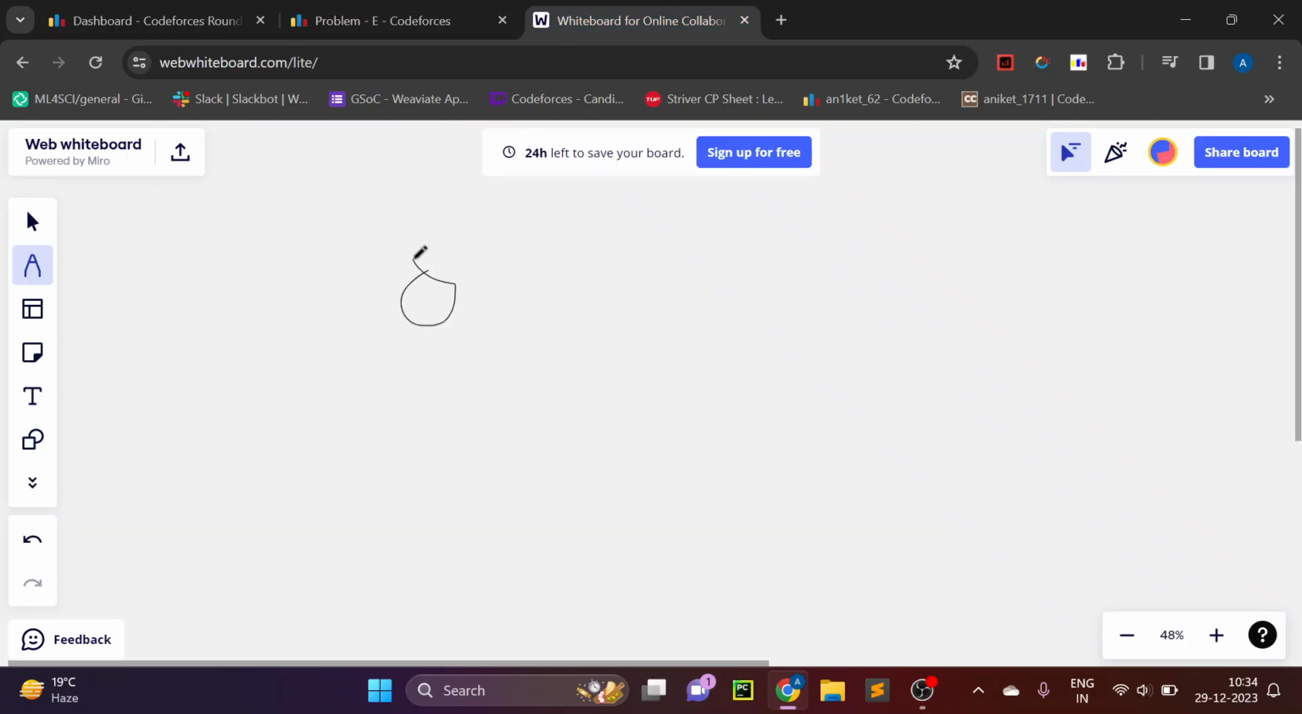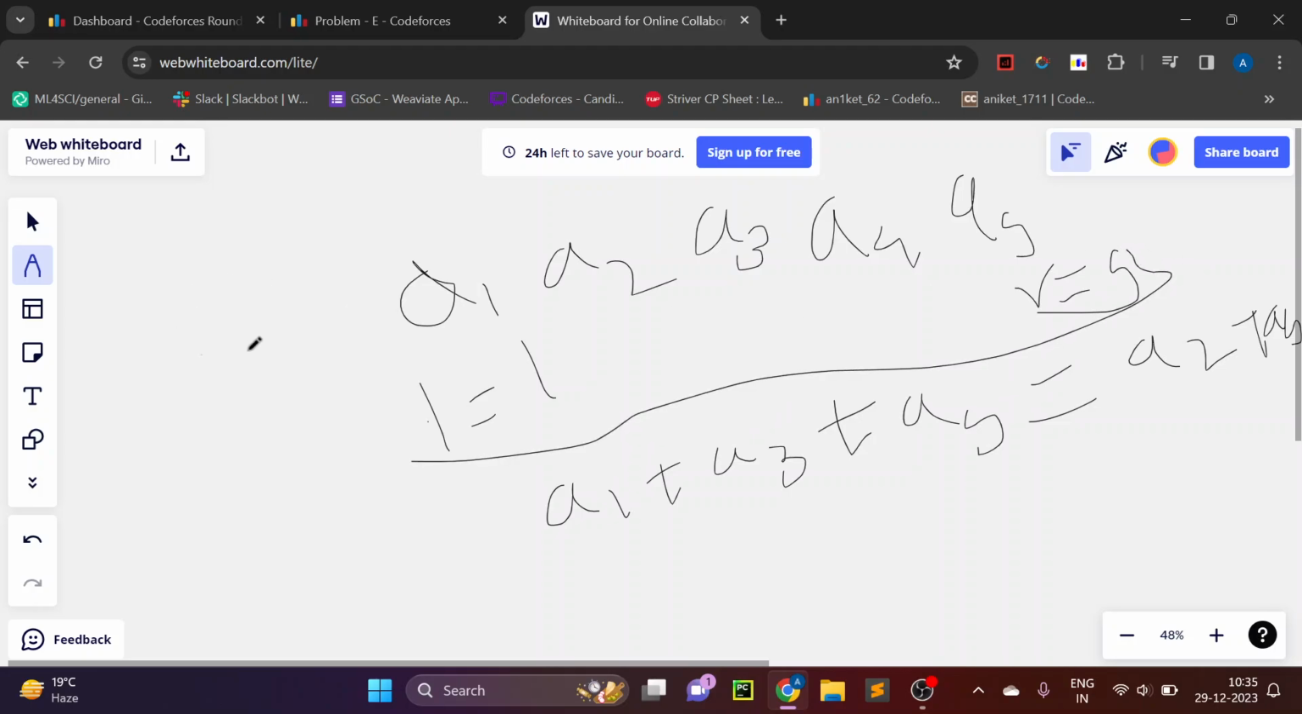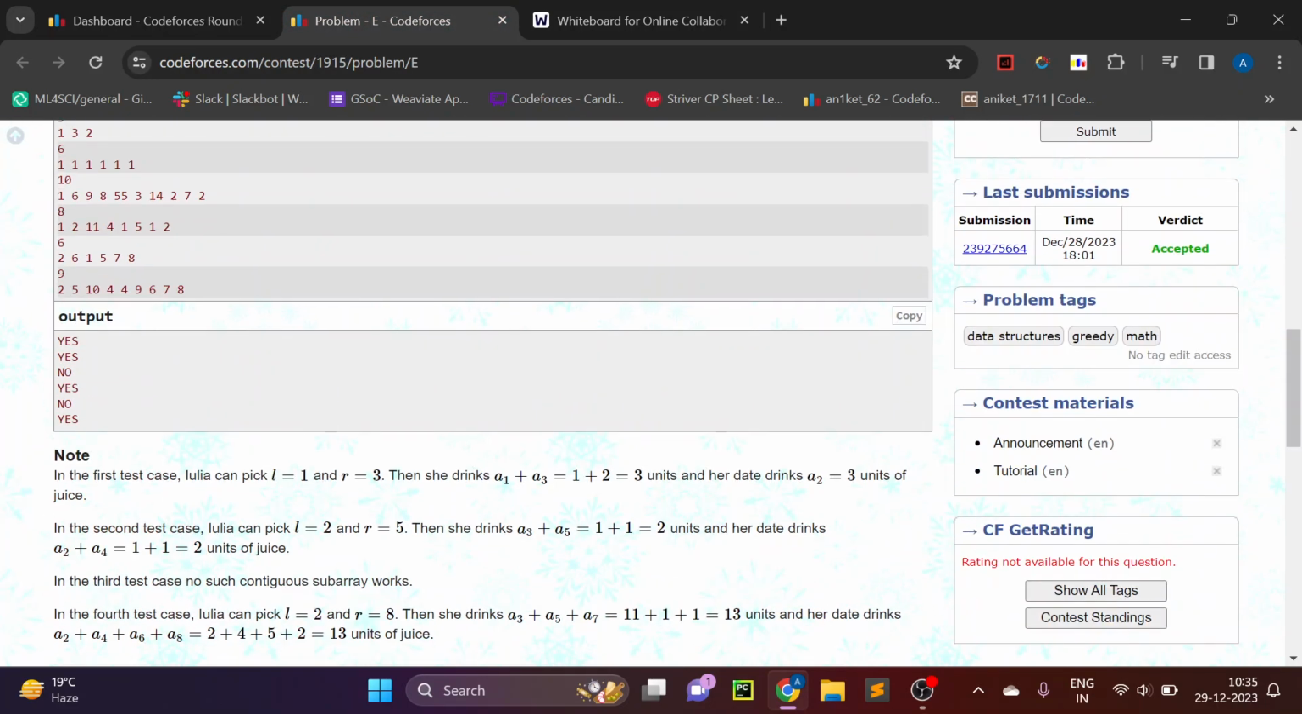So let's say I have A1, A2, A3, A4 and A5. Let's say I have taken L as 1 and R as 5 itself. So A1 plus A3 plus A5 should be equal to A2 plus A4. So we have to find at least one pair of L and R such that it follows this condition, and if we can find such two indices, we have to print yes, or else we have to print no.